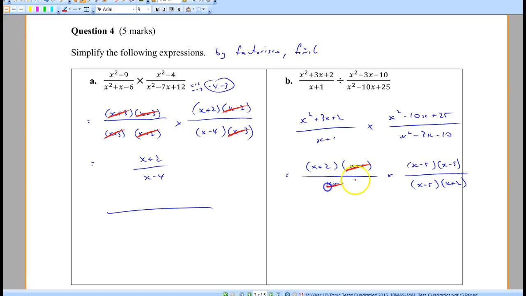So x plus 1 and x plus 1 disappear. X plus 2 and x plus 2 disappear. X minus 5 and x minus 5 disappear. Beautiful. All I'm left with is an x minus 5 on top. I've just got 1 underneath, so there's my answer.